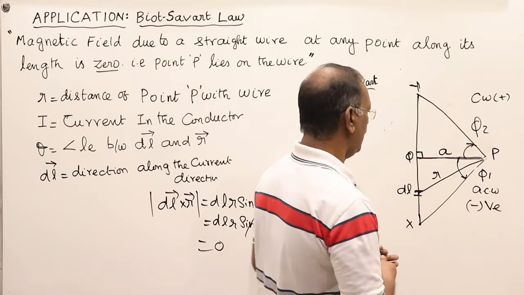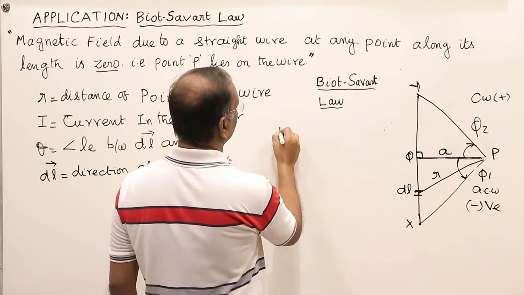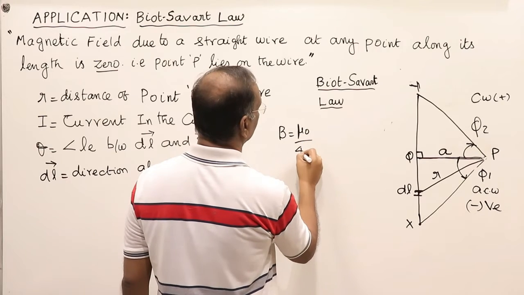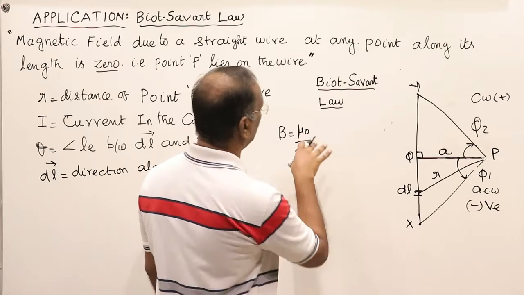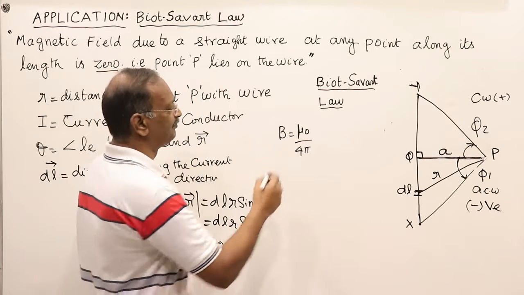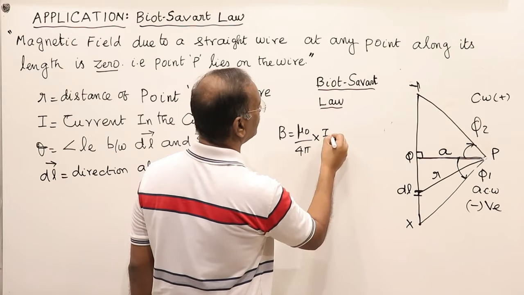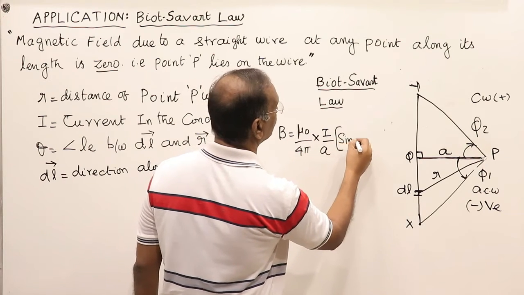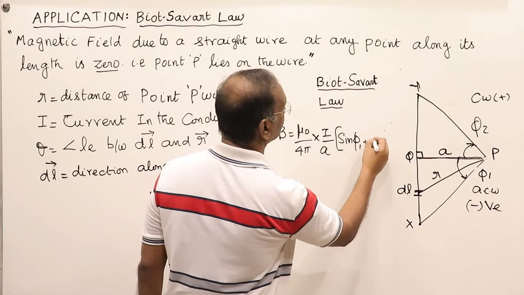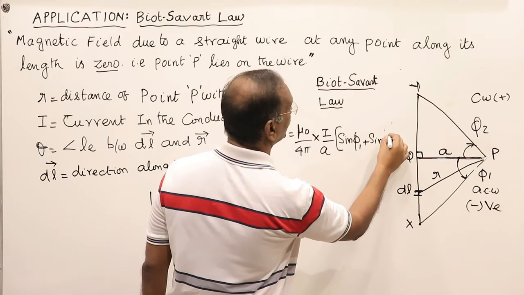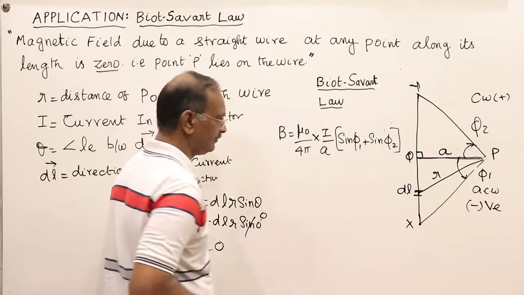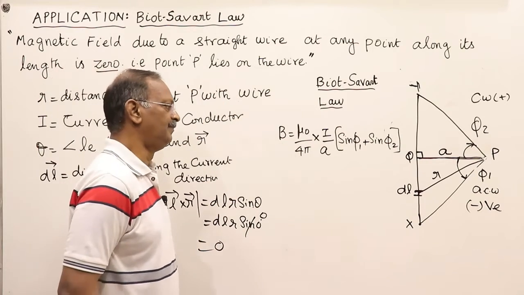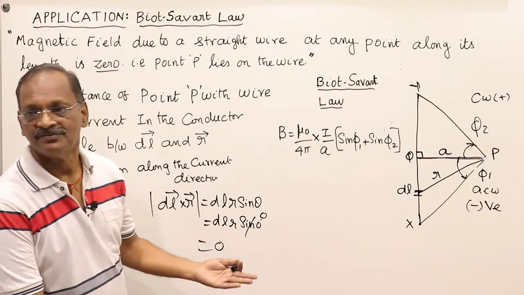The formula we have derived for B is mu naught by 4 pi, substituting all the values in the Biot-Savart formula, I divided by a into sine phi 1 plus sine phi 2. This is the formula we derived from the Biot-Savart formula. We made the derivation in the previous video.